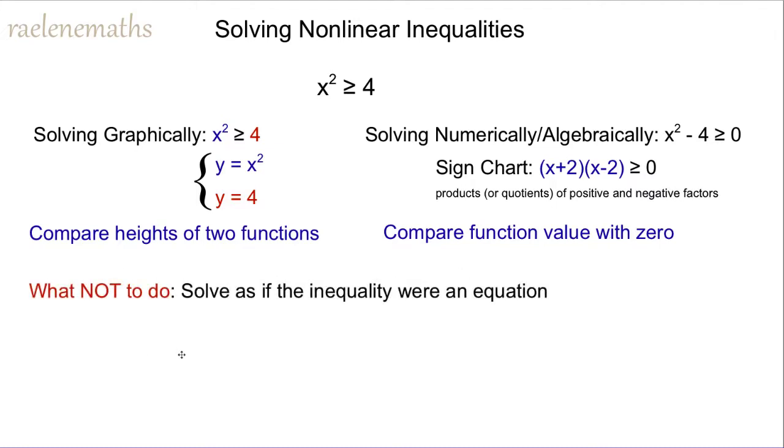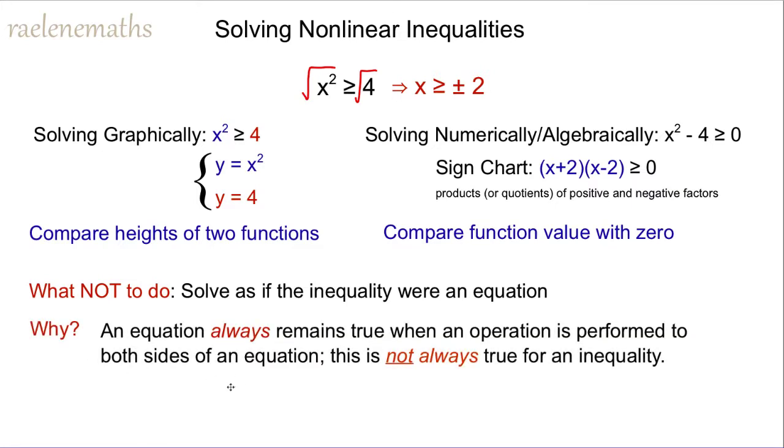What we are not going to do is to solve this inequality as if it were an equation. If this were a pure equation without the greater than sign, we could take the square root of both sides. And once we do that, we would get a statement that has x on the left, plus or minus 2 on the right. But we can't do this when we have an inequality. The reason why is that an equation always remains true when we perform an operation on both sides of the equation. But that's not always the case for an inequality.